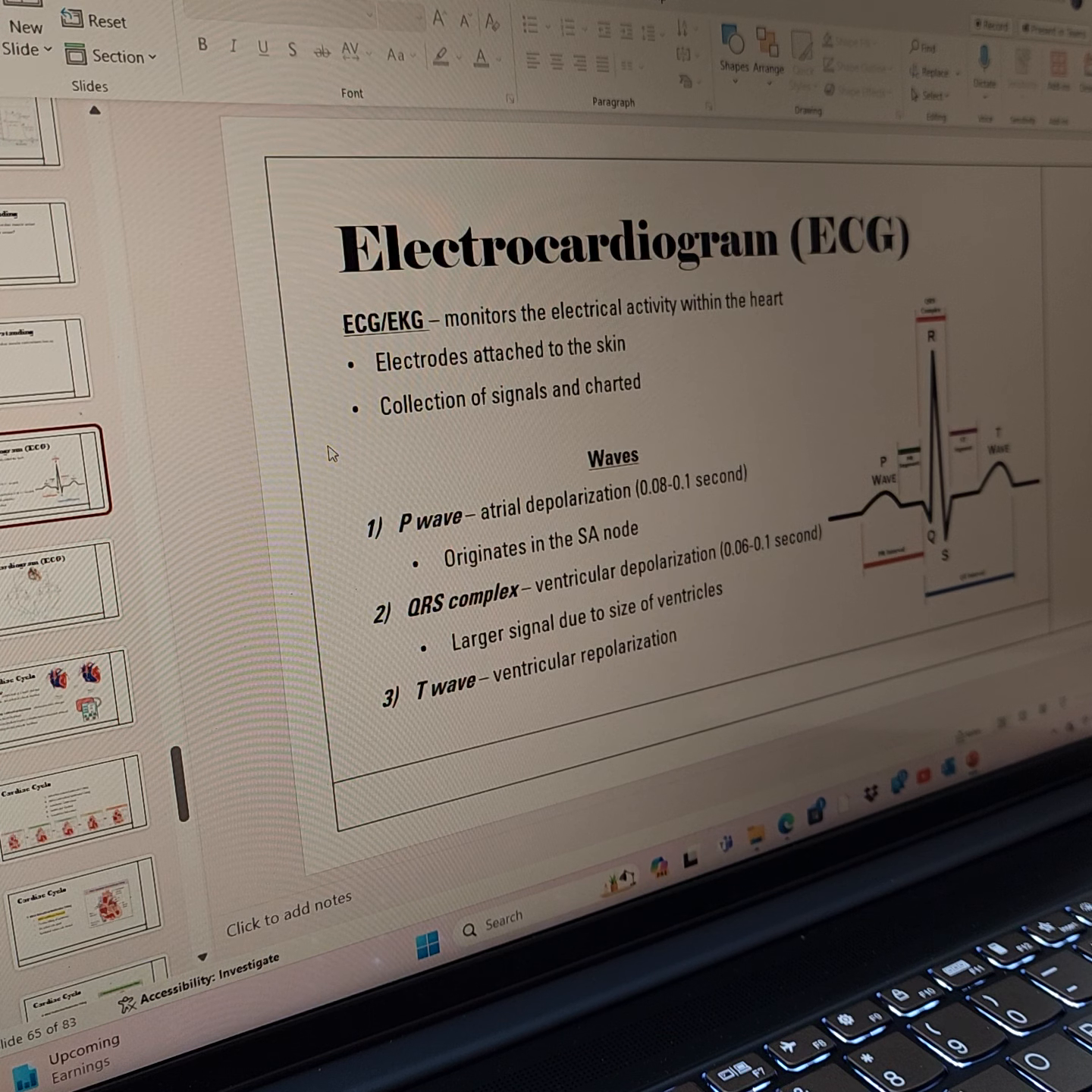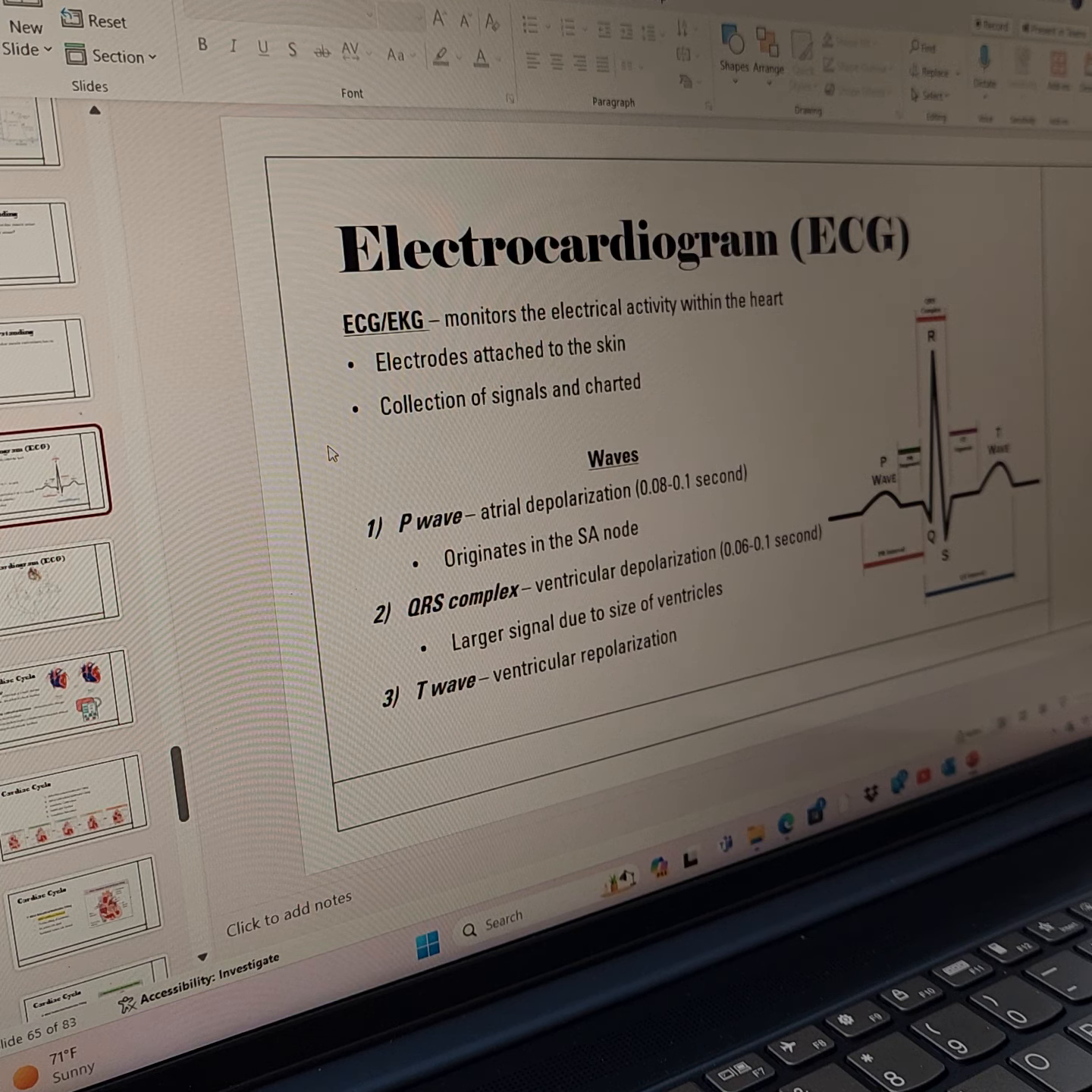Okay, so this is ECG, EKG, the electrocardiogram. What information does it provide? It monitors the electrical activity within the heart. The electrodes get attached to the skin, and a collection of signals gets charted. P waves are atrial depolarization, and they originate in the SA node.